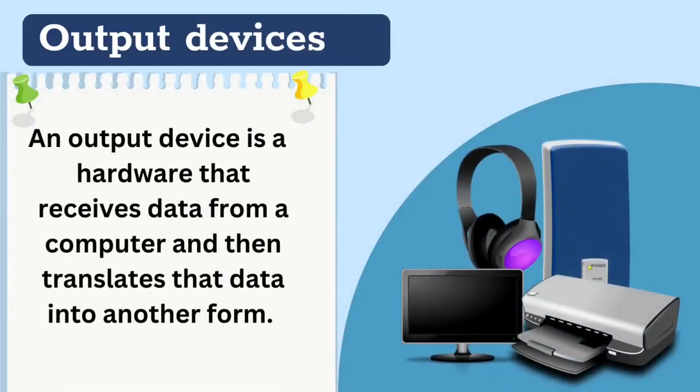And the last is the output device. An output device is hardware that receives data from a computer and then translates that data into another form. For example, monitor, printer, speaker, headphone, electronic screen.